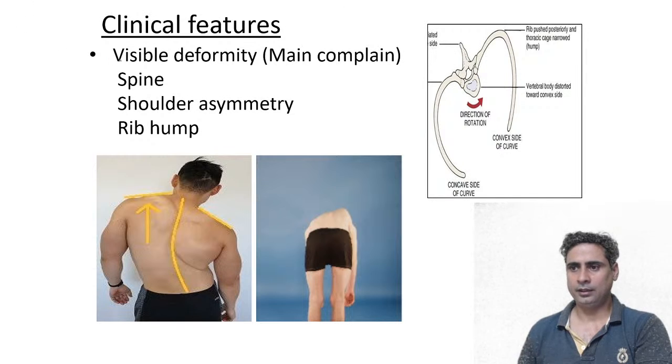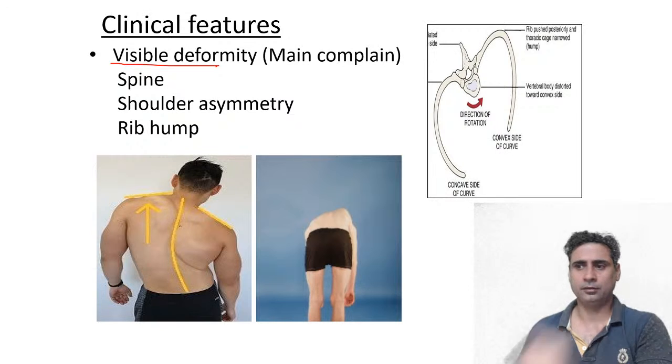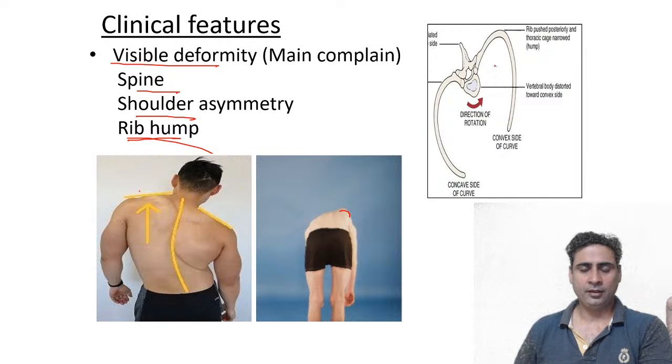Clinically, there will be visible deformity, that is, coronal plane curvature of the spine. There will be shoulder asymmetry. On the convex side of the curve, the shoulder will be at a higher level, and on forward bending there will be a rib hump. What is a rib hump? We have discussed it in structural scoliosis.